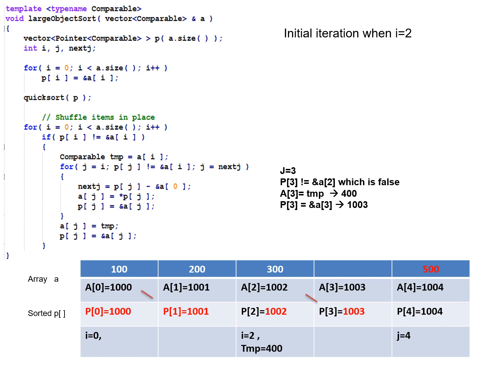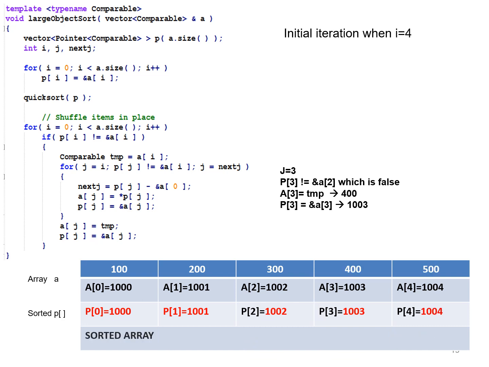Now you just alter it. So A of J, that is A of 3, will get whatever is in temp. What is in temp? 400 is in temp. Copy that and adjust the pointer. So in the last statement, adjust the pointer P3 to 1003. So this is the end of the story.